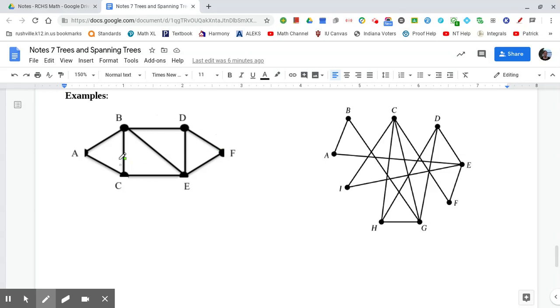So what I'm going to do is I'm going to pick a vertex to start off with. It doesn't matter which one. I'm pretty boring. I'm going to start with A because that seems like a very good place to start. All right, and then any vertex that's adjacent to it, so A is adjacent to B and C, I'm going to label those with a 1.